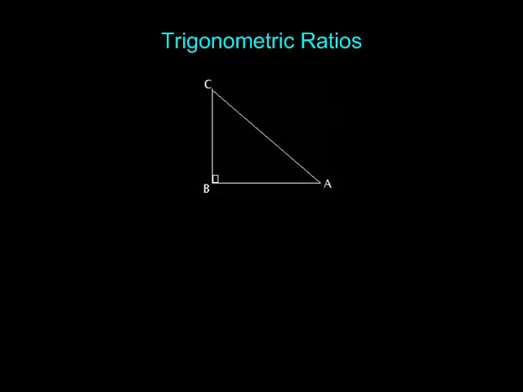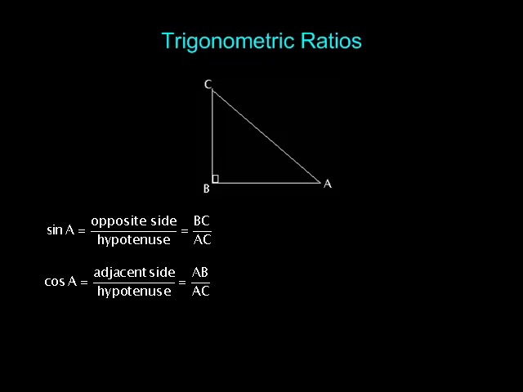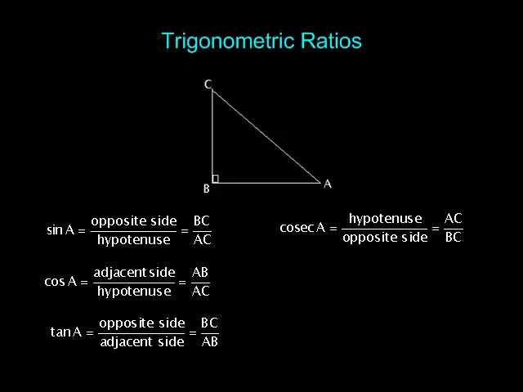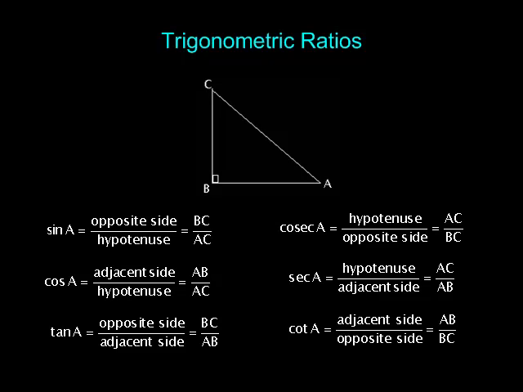Using a triangle, the trigonometric ratios of an acute angle A are: sin A equal to opposite side upon hypotenuse equal to BC upon AC, cos A equal to adjacent side upon hypotenuse equal to AB upon AC, tan A equal to opposite side upon adjacent side equal to BC upon AB, cosec A equal to hypotenuse upon opposite side equal to AC upon BC, sec A equal to hypotenuse upon adjacent side equal to AC upon AB, and cot A equal to adjacent side upon opposite side equal to AB upon BC.